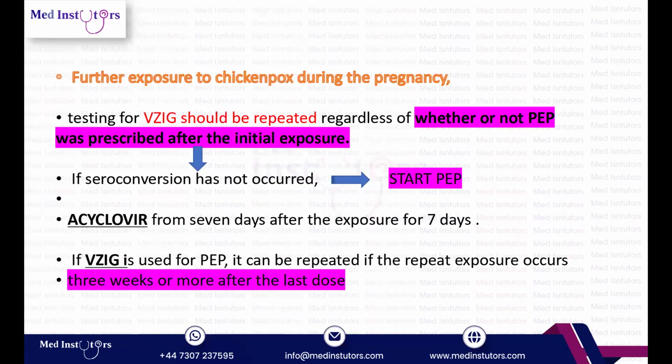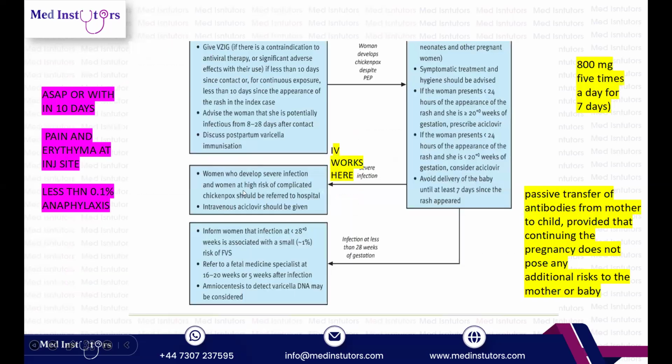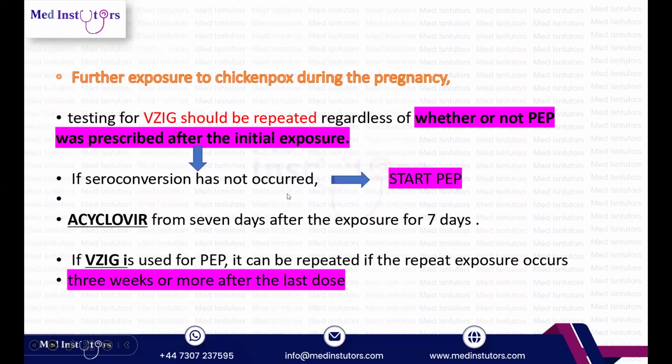But in another slide, what happens when a further exposure to chickenpox occurs during pregnancy? Just understand that we are on the left side of the algorithm, where the patient has been exposed and not yet developed any infection. We have given her PAP and everything, but she has been re-exposed to chickenpox once again. So what shall we do?